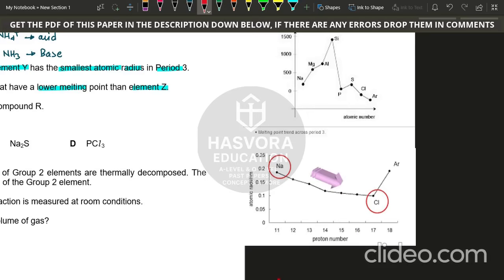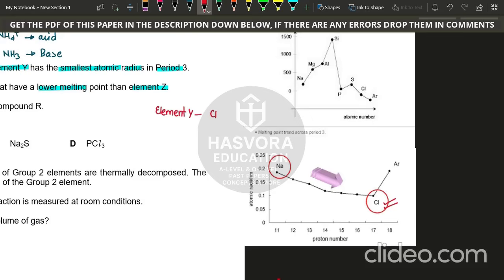So you can see that chlorine has the smallest atomic radius in period 3, because after that we have the inert gas argon, which we do not consider because it does not take part in the reaction. Also, it has more, you can say, atomic radius. Okay, so chlorine will be the element Y.